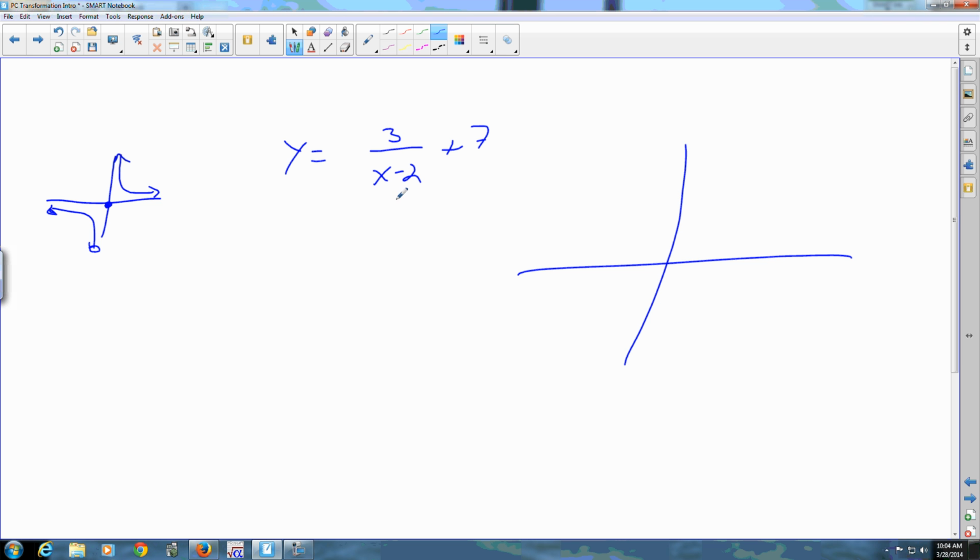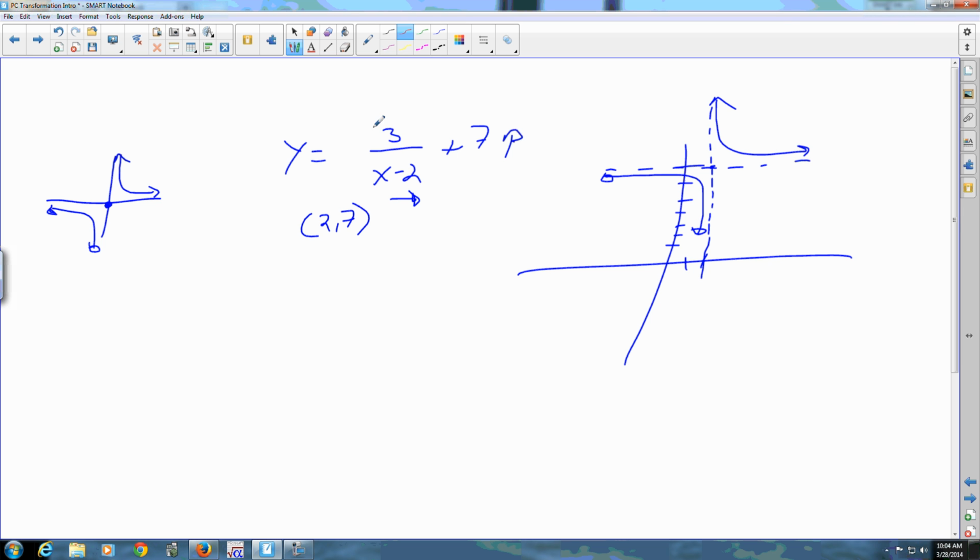This has been scooted. That center point is now at 2, 7. So it's been pushed 2 units right, 7 units up. So 2 units right, 1, 2, 3, 4, 5, 6, 7 units up. That's the center point. So you're going to have a vertical asymptote running here and a horizontal asymptote running there. A is positive, so it's the graph sitting in the positive orientation, which is this orientation right here.